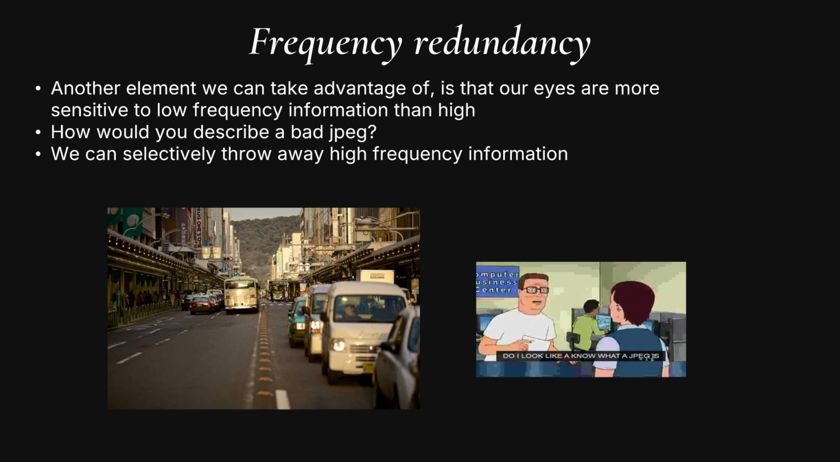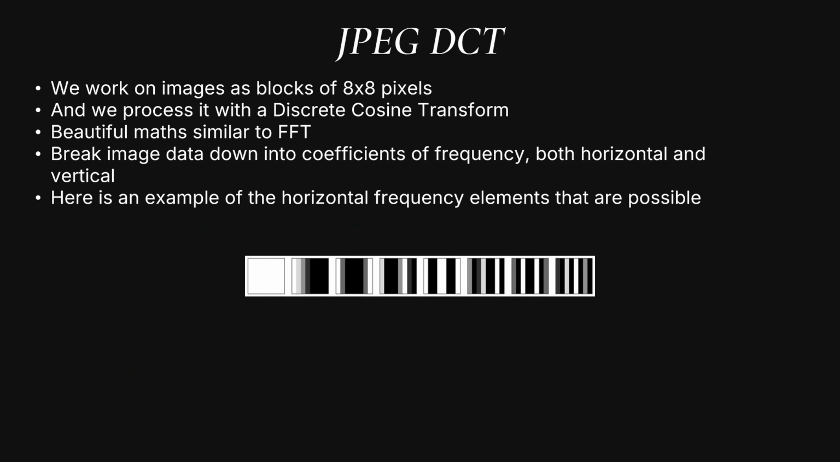So when you look at a bad JPEG, you notice it looks blocky because each block is a different brightness level, and you see that. So if we take it too far, obviously that happens, and that's a bad thing that happens in the world of JPEG. So we need to come up with a way of selectively throwing away high frequency information, basically. That's the gig. To do that, this is where the magic comes in.